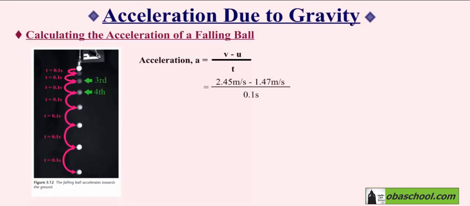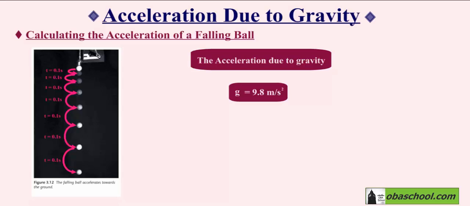Now to get the acceleration, a equals (v minus u) over t. We substitute the numbers: 2.45 minus 1.47 over 0.1 seconds, equal to 0.98 meters per second over 0.1 seconds, which is equal to 9.8 meters per second squared. So we can say that the acceleration due to gravity, g, equals 9.8 meters per second squared. To make it easier, we just say that g is equal to 10 meters per second squared.